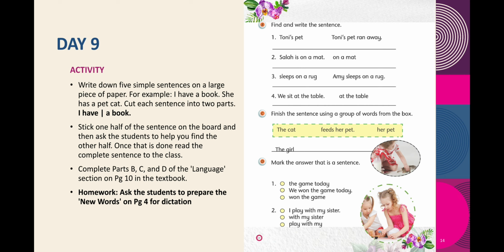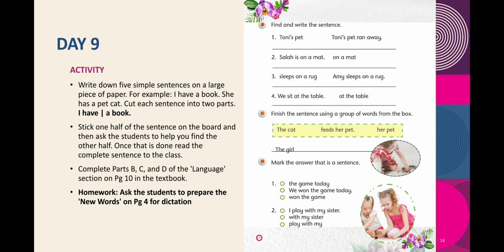Stick one half of the sentence on the board and then ask the students to help you find the other half. Once that is done, read the complete sentence to the class. Again, this is the same exercise of completing the sentences, practicing sentences. Complete parts B, C, and D of the language section on page 10 in the textbook. These can be easily done on the textbook.